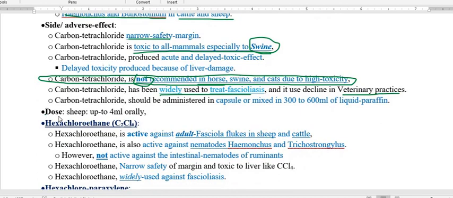This one is used widely to treat fasciolosis in veterinary practice, particularly in sheep, and the dose for sheep is up to 4 ml orally. And if you want to reduce its toxicity, you have to give it with liquid paraffin.